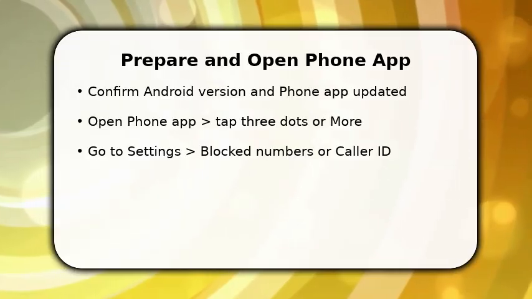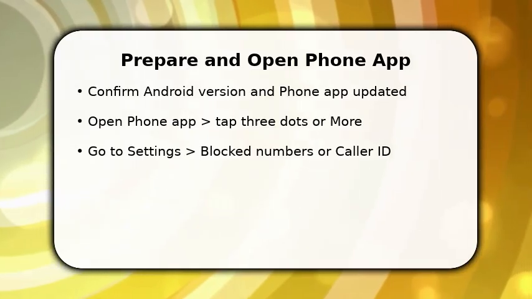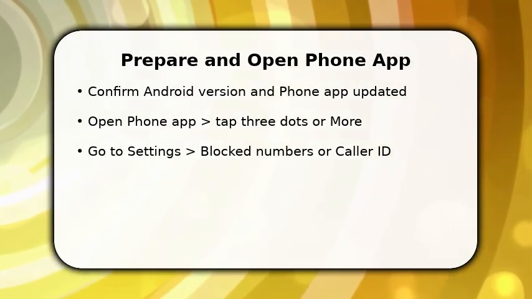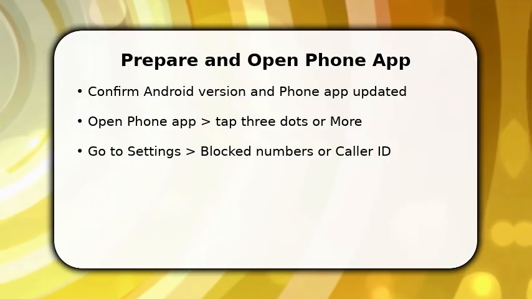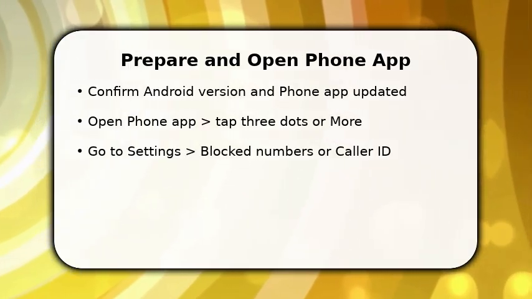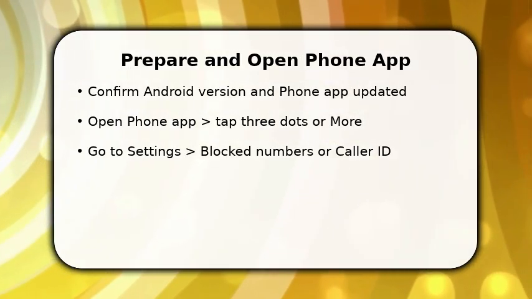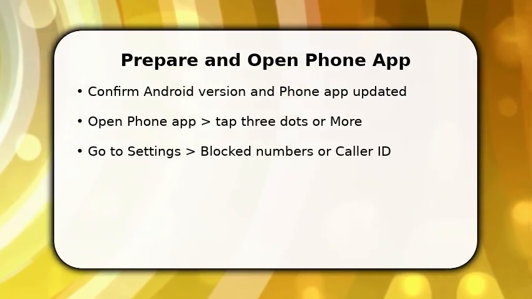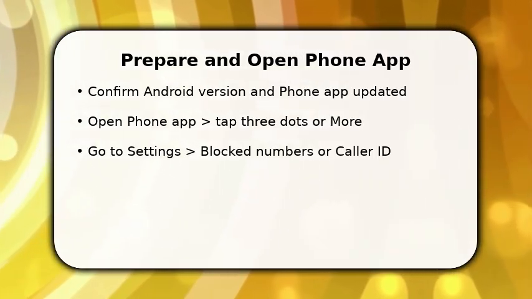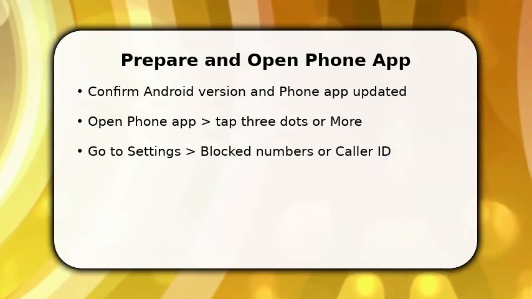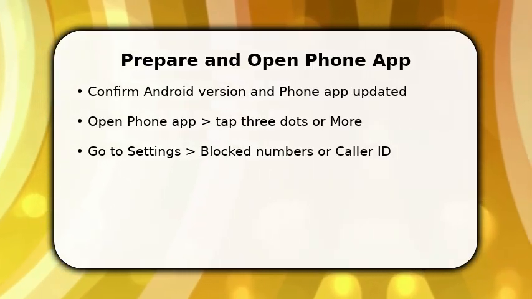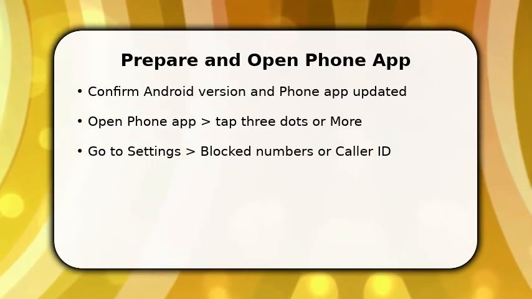You start by preparing your device. Make sure your Android and the phone app are updated so settings match what I describe. Once done, open the phone app and tap the three-dot menu or more. You want to access settings, then find blocked numbers or caller ID and spam. This gets you into the controls that manage blocked or filtered callers. Don't skip updates. Mismatched menus waste time.